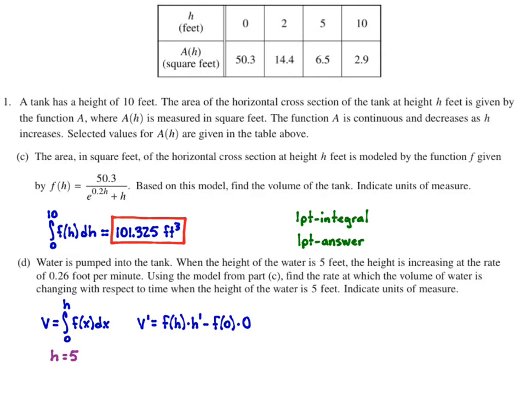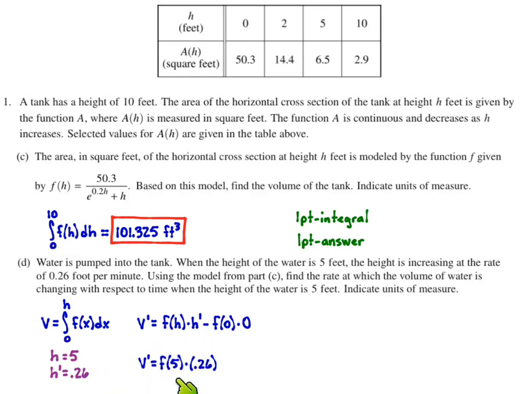Now going back to the prompt, it gives us some important information. It says that when the height is 5 feet, so I indicated here that h is 5, the height is increasing at a rate of 0.26. So the height is increasing, that's telling us that h prime is 0.26. And that's all we need to figure out what V prime is. We can just plug these values into our equation. So we end up with V prime equal to f of 5 times 0.26, where h is 5 and h prime is 0.26.